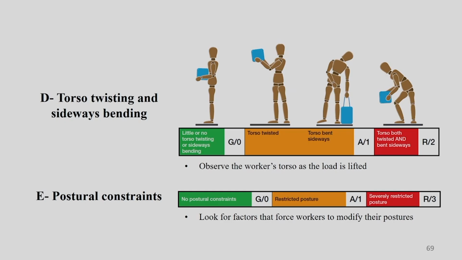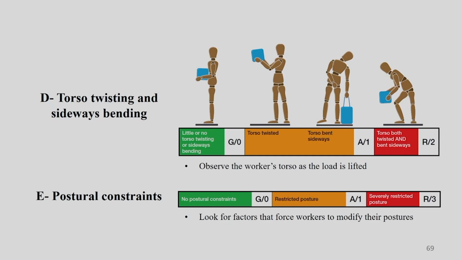Torso both twisted and bent sideways, both are present, twisted also, bent also. So in that case it is red zone, color is red, and value is 2. Now you should remember, these numbers you cannot change, these are the pre-computed numbers. Okay, so for this case R is 2.